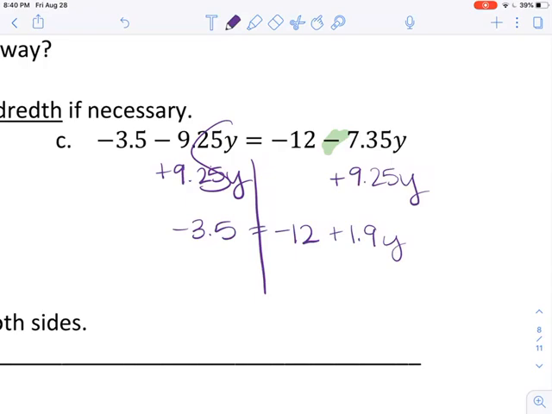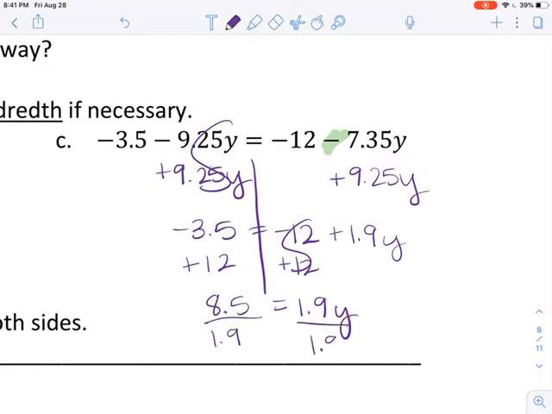Now, this is a two-step equation. We're going to add 12 to undo that part. Add 12 to both sides, and I get positive 8.5 equals 1.9y. And let's divide. I don't know how to do that in my head, so 8.5 divided by 1.9. I'll put this in my calculator, and that will be what y equals. Oh, I got a huge number.